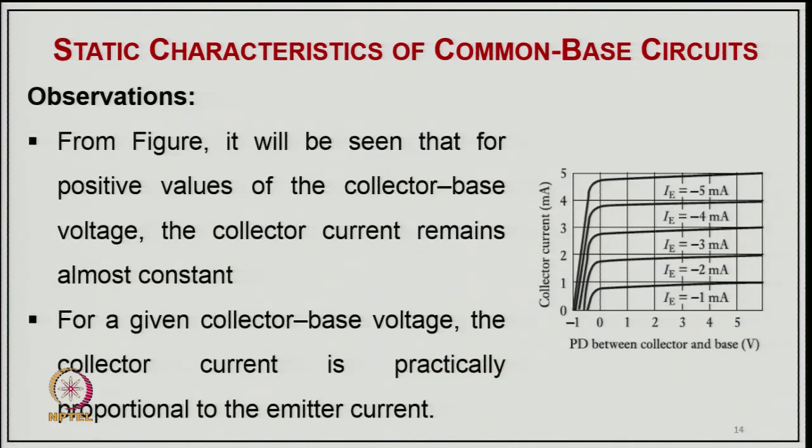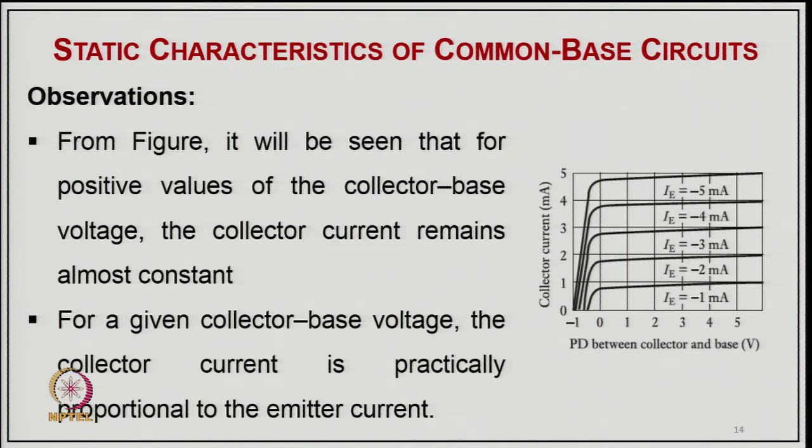Now, from this characteristic there are some observations. From this figure it is seen that for positive values of the collector base voltage, the collector current remains almost constant. And for a given collector base voltage, the collector current is practically proportional to the emitter current. You will see the collector current going more and more when the emitter current is also going more and more, for a given VCB or collector to base voltage.